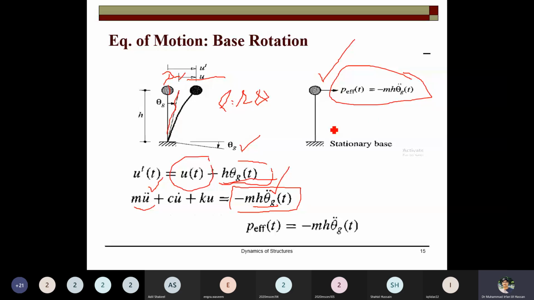So in this way, when there is a ground acceleration, it is m into h theta g double dot, or when the system is rotating, then it is different, as I told you. You should be able to develop the equations for this system also, because the mass is known, height is known, and the ground acceleration is known. So you can write down the equation of motion for the system subjected to ground rotation.